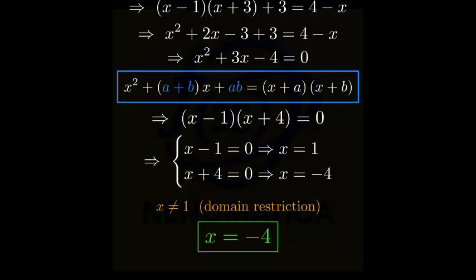Because the denominator contains x minus 1, x equals 1 is not allowed and must be rejected as an extraneous root. The valid solution is x equals negative 4. The solution is x equals negative 4.